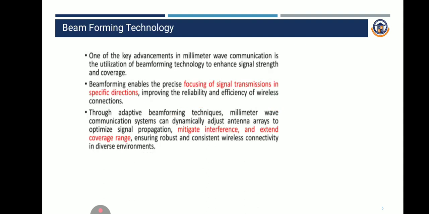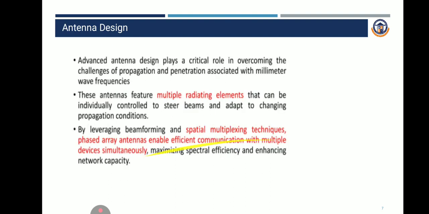One of the key advancements in millimeter wave communication is the utilization of beamforming technology to enhance signal strength and coverage. It enables the precise focusing of signal transmissions in specific directions, improving the reliability and efficiency of wireless communication. Through adaptive beamforming techniques, millimeter wave communication systems can dynamically adjust antenna arrays to optimize signal propagation, mitigate interference and extend coverage range, ensuring robust and consistent wireless connectivity in diverse environments.